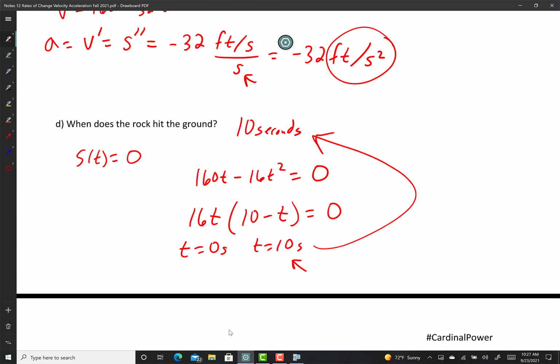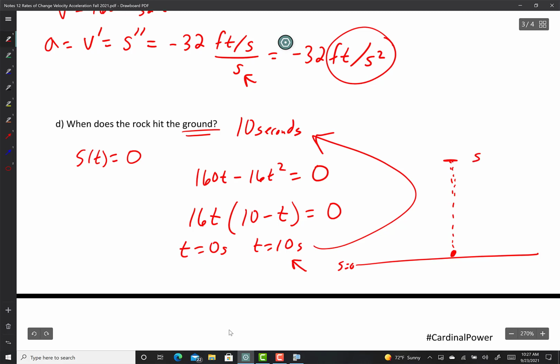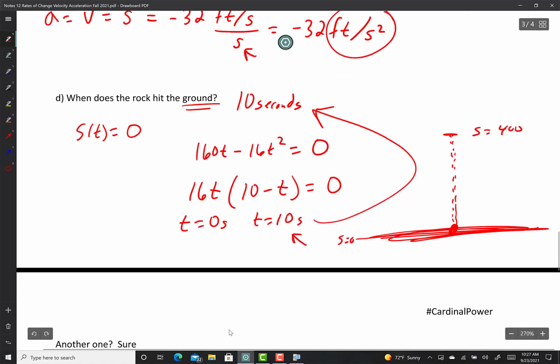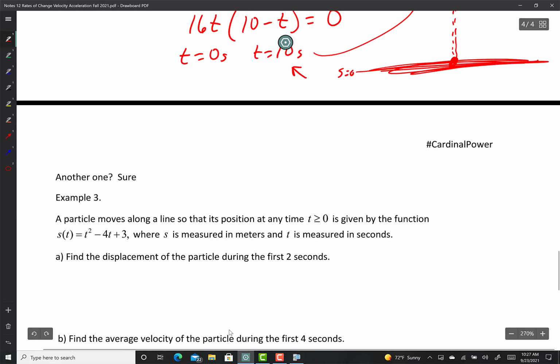Could you explain why you put S equals 0? Oh yes, I hit the ground. So here's the ground, and this is S equals 0, and then here's, I don't know, a cannon, and it's blasting. It reaches the height, and then it comes back down. So I want to know when I'm down here. This is S equals 400. So when do they hit the ground? When S is 0. Yeah, position 0. We're okay, guys? All right, let's see what else we got.